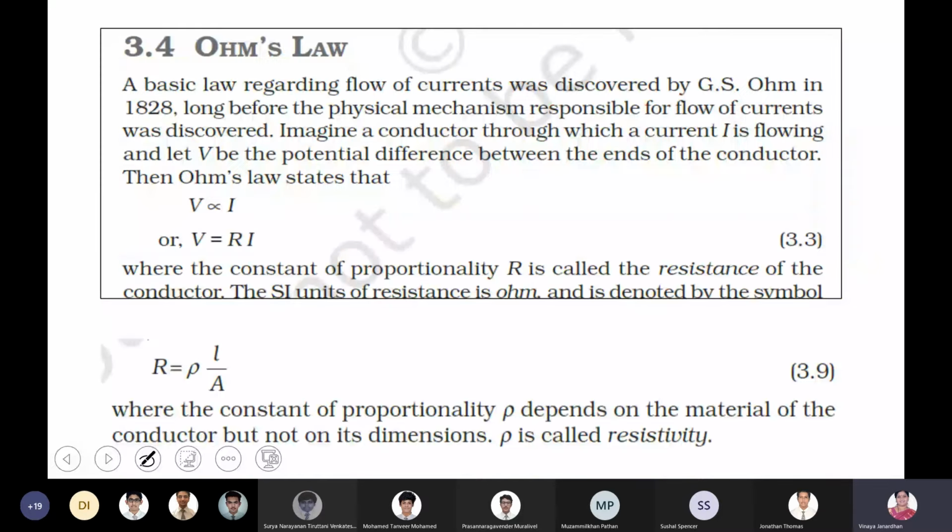Very well, we know very well what you mean by Ohm's law. This is your experiment, boys. The current flowing through a conductor is directly proportional to the potential difference across it.